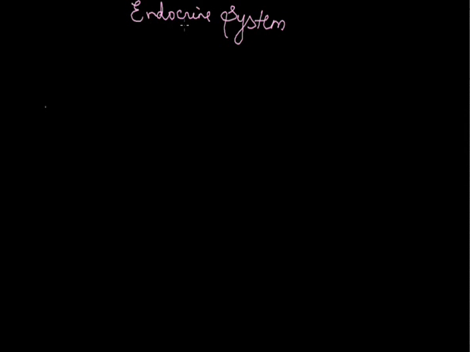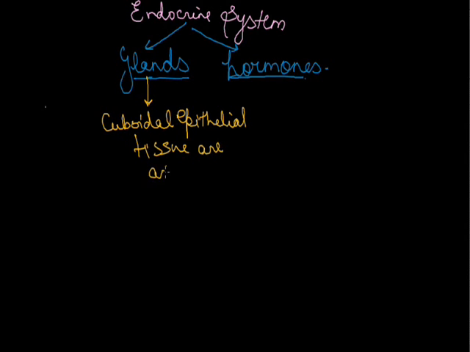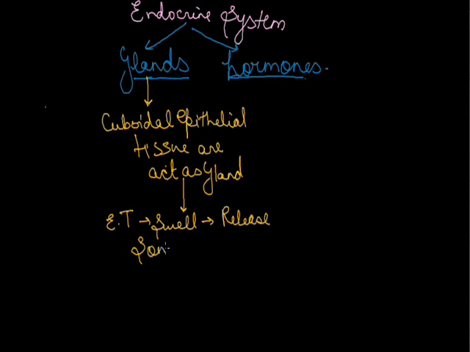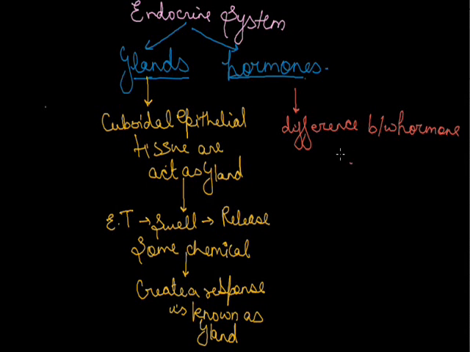So for the endocrine system, we should know that it consists of glands as well as hormones. First we are taking glands. What is a gland? Cuboidal epithelial tissue acts as a gland. If the epithelial tissue swells and releases some chemical which creates a response, it is known as a gland.